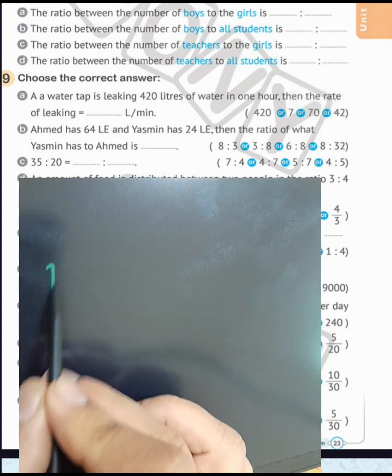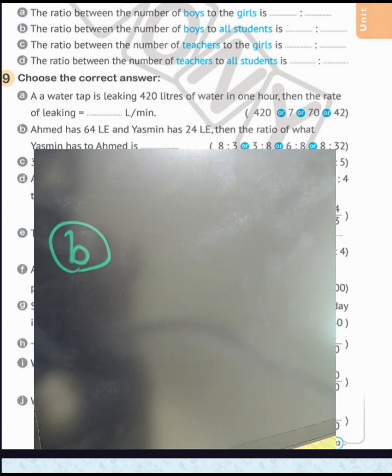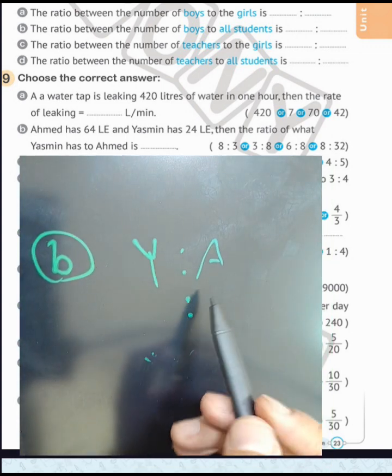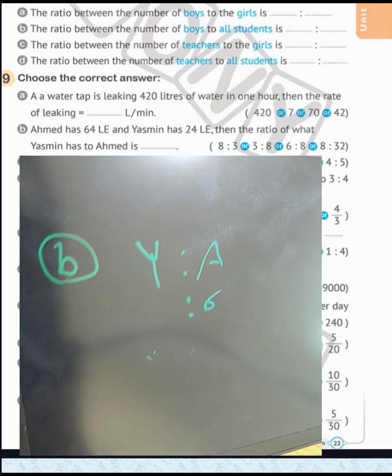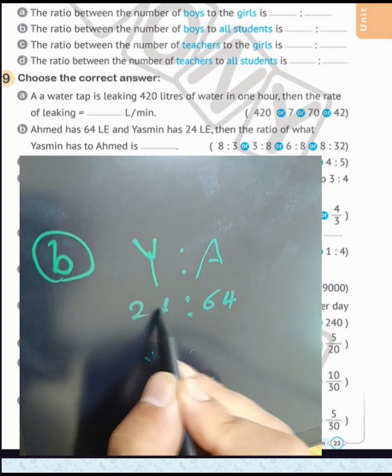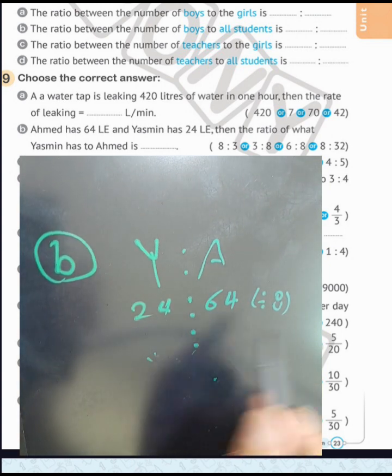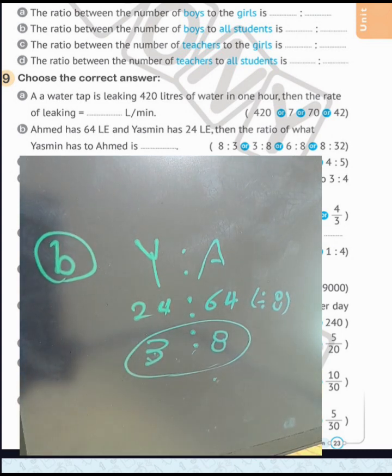Question letter B. Ahmed has 64 Egyptian lira and Yasmin has 24 Egyptian lira. We want the ratio of what Yasmin has to Ahmed, so we write the ratio between Yasmin and Ahmed. Ahmed has 64 and Yasmin has 24. We can divide both by 8. 24 divided by 8 equals 3, and 64 divided by 8 equals 8, and the ratio will be 3 to 8.